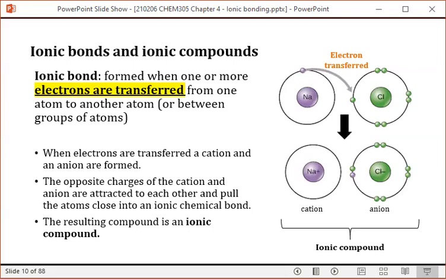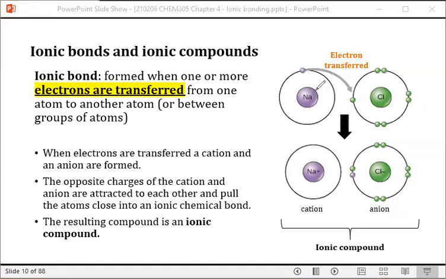So an ionic bond is formed when one or more electrons are transferred from one atom to another atom, or between groups of atoms. When electrons are transferred, one atom is going to be losing an electron, and another atom is going to be gaining that electron. When atoms gain or lose electrons, they're gaining or losing negative charge, because each electron has a charge of -1. If an atom loses an electron, it's losing a negative charge, but the number of protons in the atom stays the same. And so that atom's going to become a cation, or become positively charged.